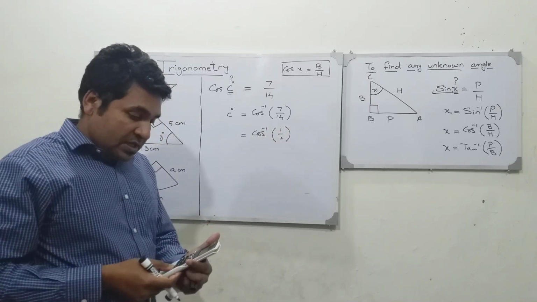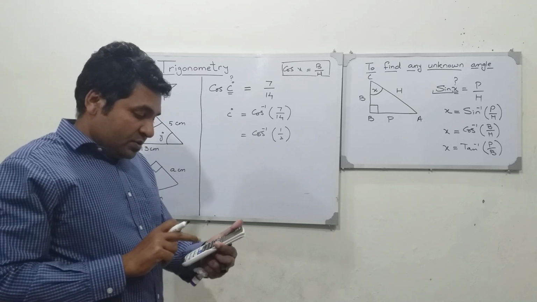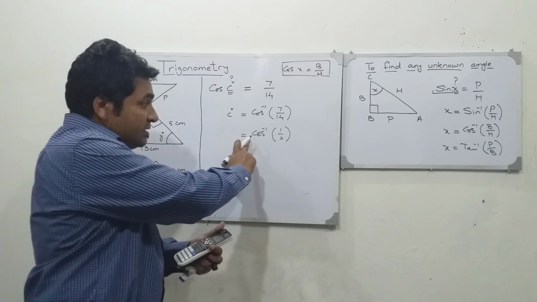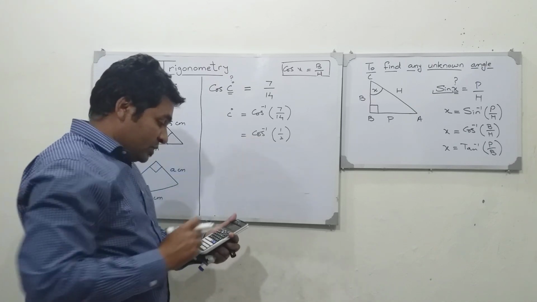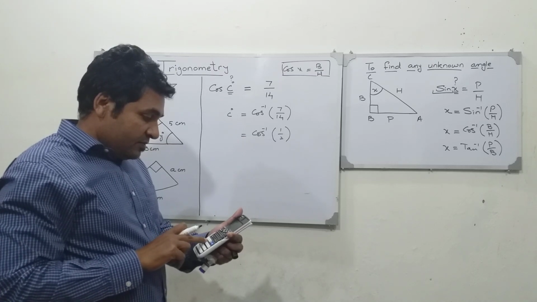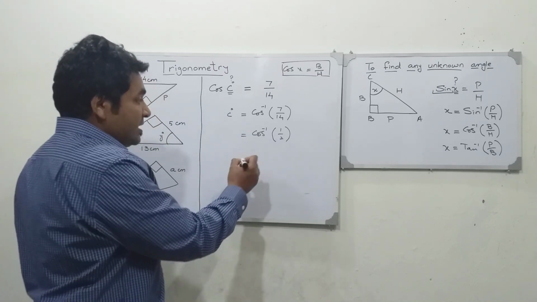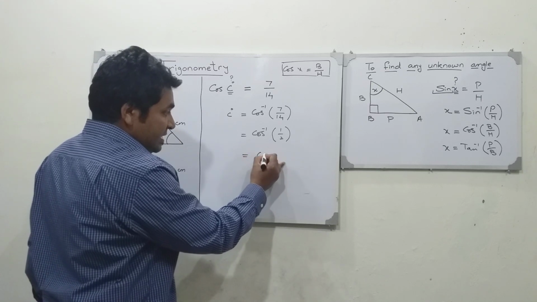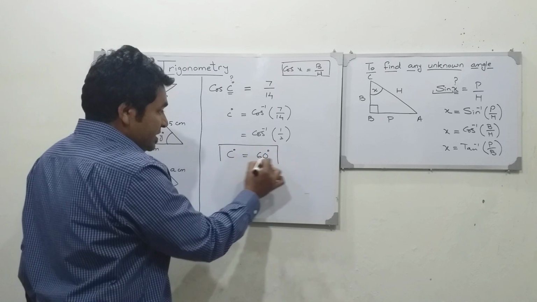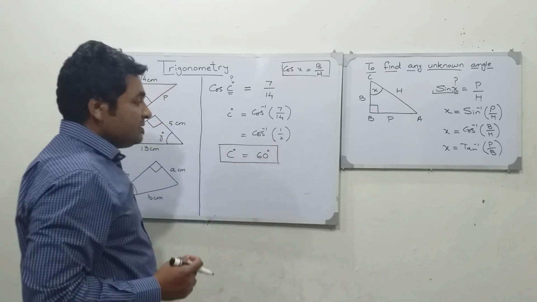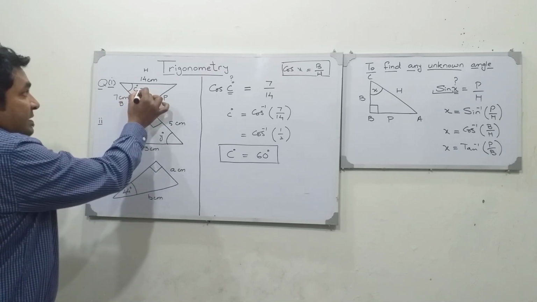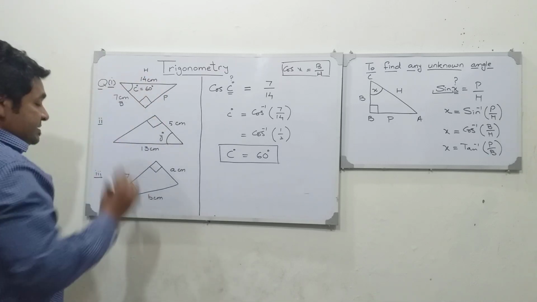Now you have to use your calculator. Without using the calculator you can't find it. Use your calculator, press shift cos, it will show cos inverse, and then 1 over 2 or 0.5. You will get the answer equal to 60 degrees. I hope that if you solved it before me, you got this answer. So the value of C is 60 degrees.